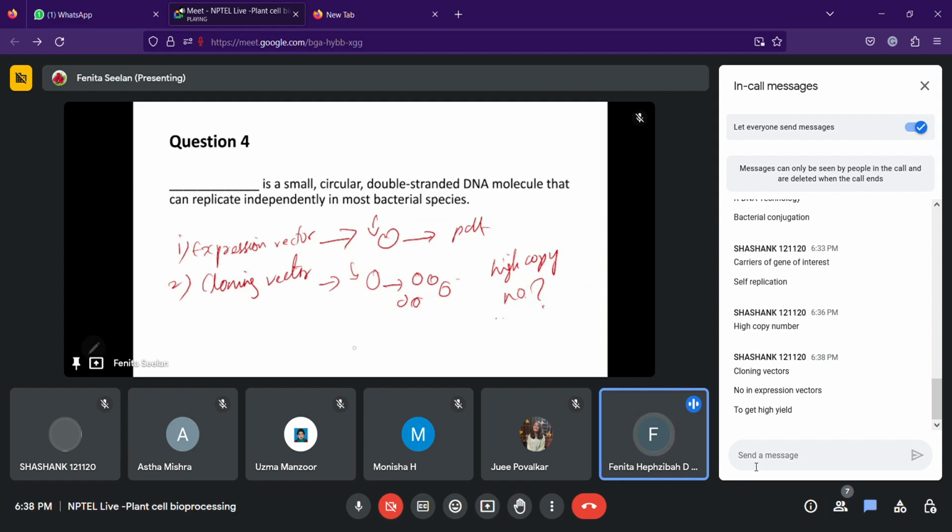And if you are just going to clone your gene, then you can go with low copy number plasmids. So I'm telling copy number, copy number. So what is copy number? What is copy number?